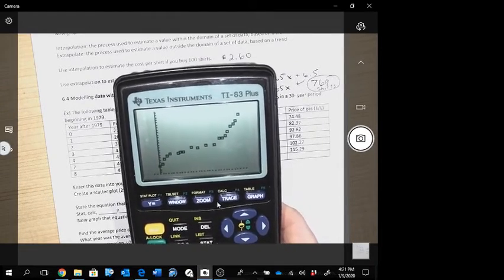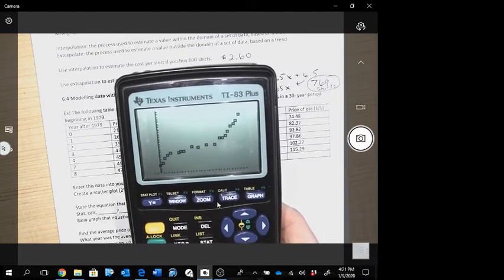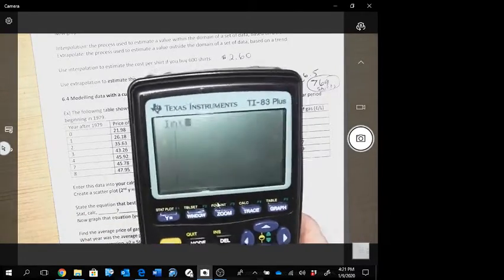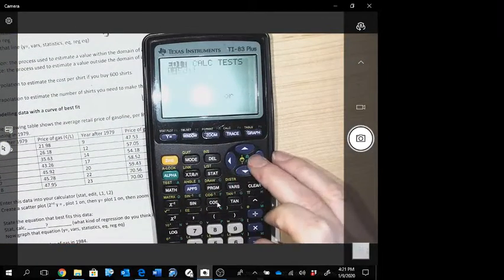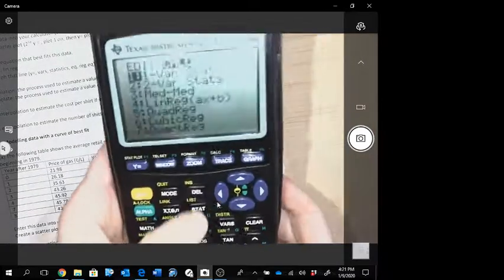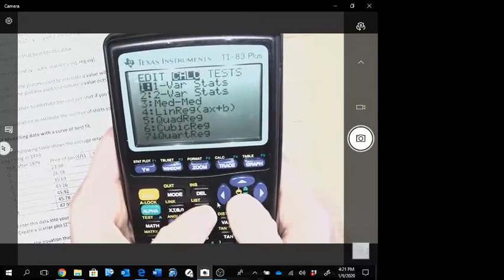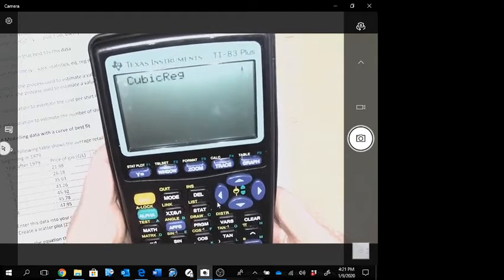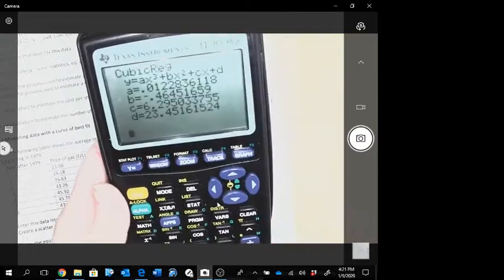So that doesn't look like a line, doesn't look like a quadratic. I'm going to say it looks like a cubic function. Okay, so what I'm going to do is calculate, so stat, go over to calculate, and I told myself it looks like a cubic, so I'm going to go cubic regression. And this is my equation.